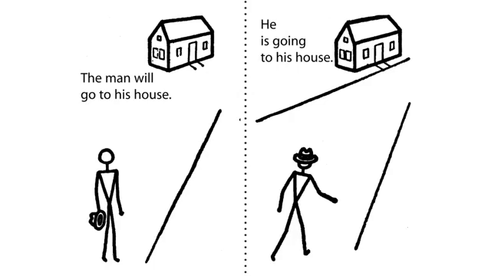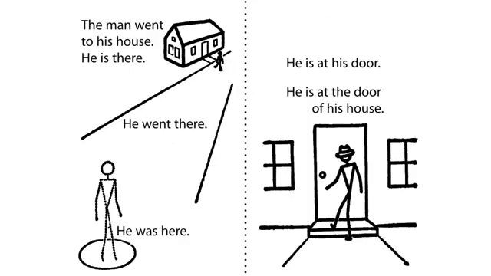The man will go to his house. He is going to his house. The man went to his house. He is there. He went there. He was here. He is at his door. He is at the door of his house.